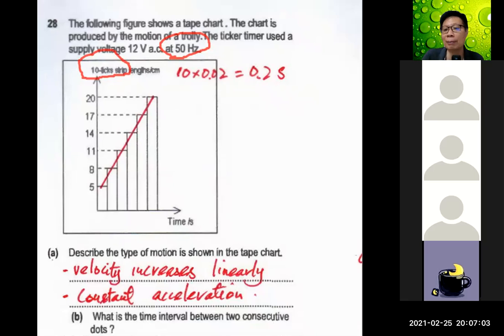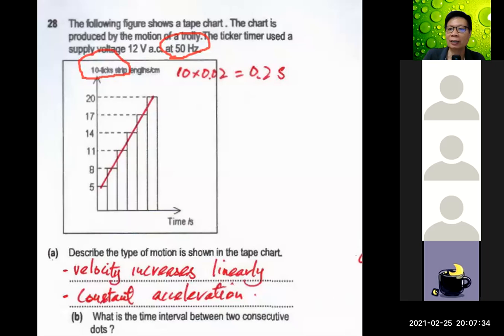If I don't call him, some of you will be very quiet, never say a single word. Isabel came in already. When you came in, Isabel? Isabel? Okay, what is the time interval between 2 consecutive dots? Isabel, can you answer? Can you hear me or not, Isabel? No sound. She cannot hear me, I think.